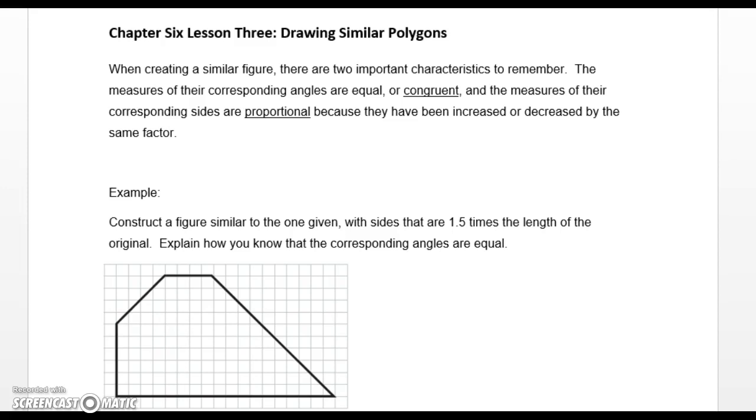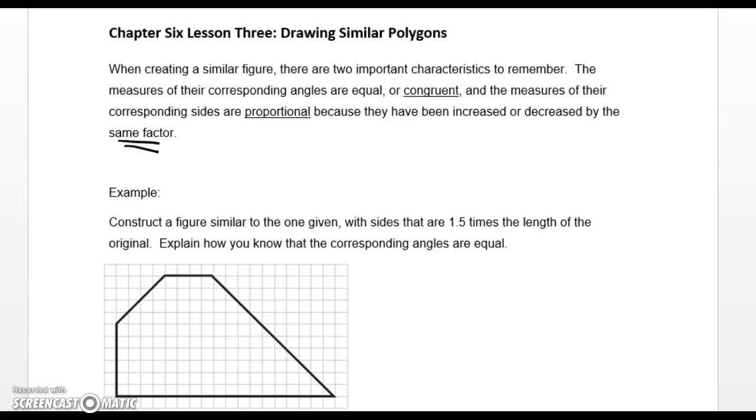So when creating a similar figure, there are two important characteristics to remember about similar figures. The measures of their corresponding angles are equal, or what we call congruent, and the measures of their corresponding sides are proportional because you have increased them or decreased them by the same factor. So that there is your keyword. As long as it's increased or decreased by the same factor, your angles will still be equal and your sides will be proportionate.